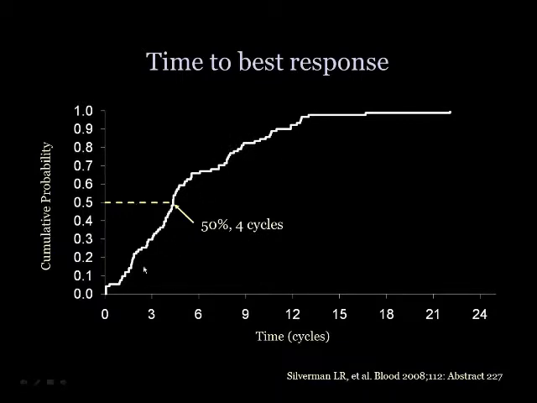And this is just another way of looking at that. So that last curve was the time to the initial response. This is the time to the best response, and you can see that the best response can take up to 12, 13 months to achieve. And so we're looking for some response early, but then a continued response over the next few months up until about 12 months, by which time most people have achieved their best response.